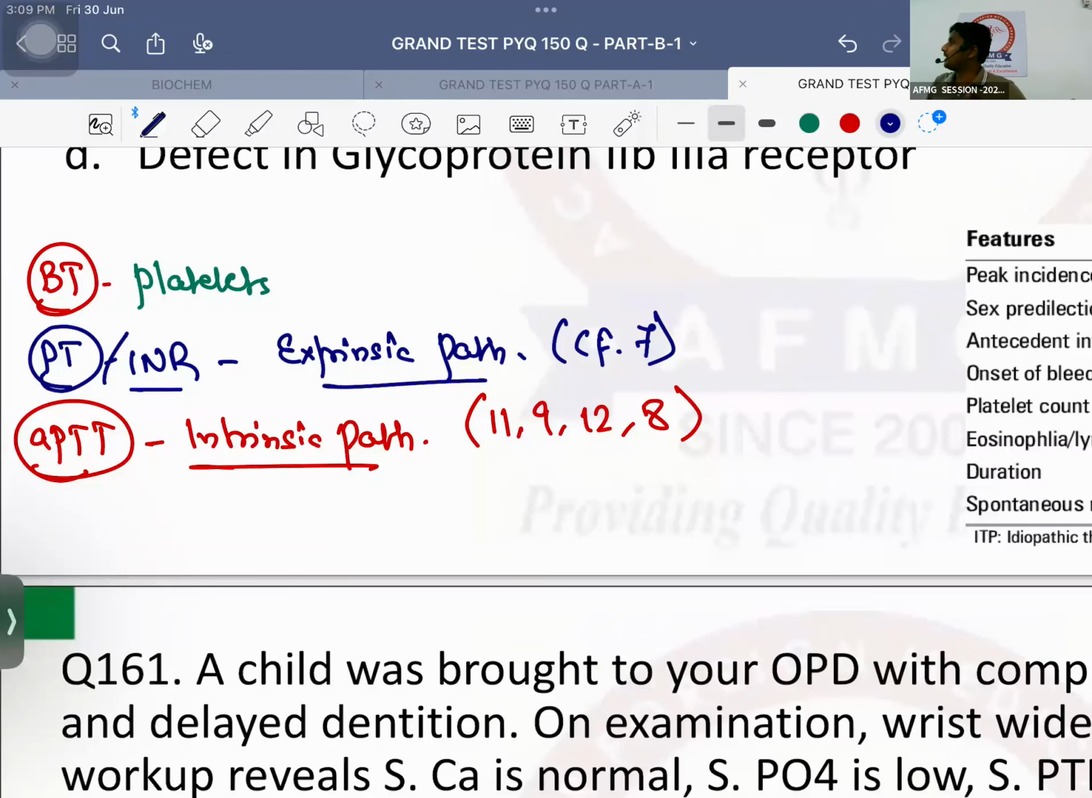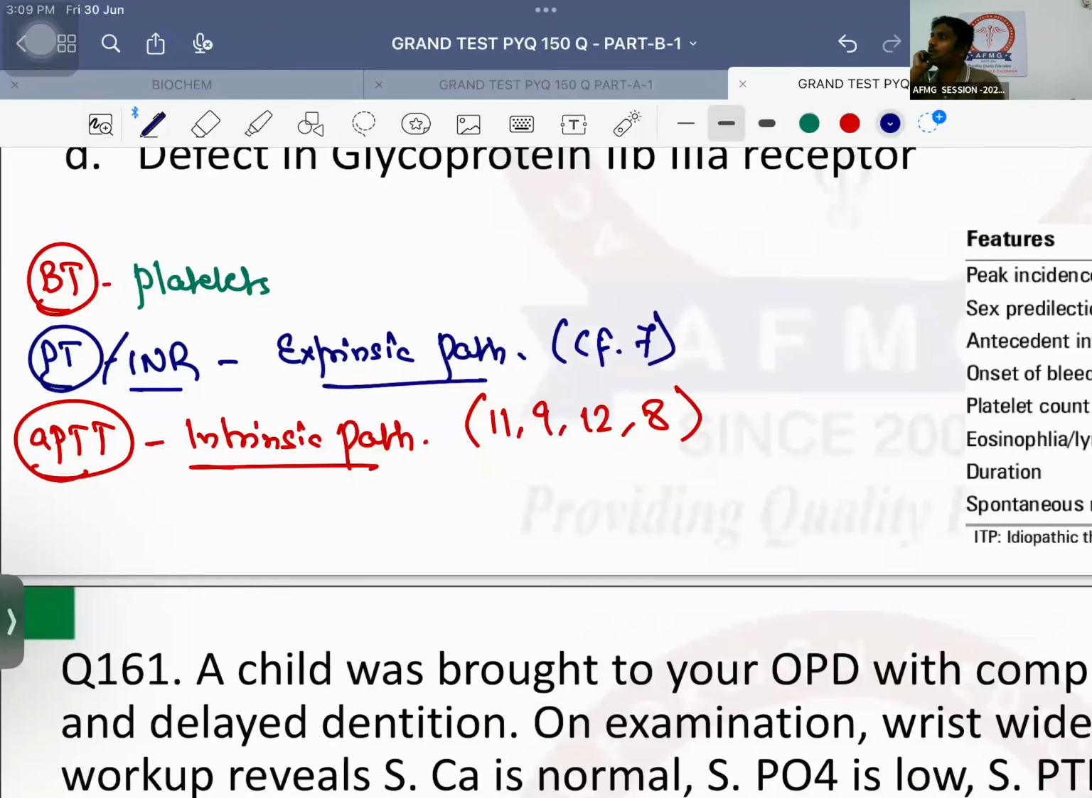If there is any defect in these, then definitely there will be a problem in the intrinsic pathway, and which time will be prolonged? APTT will be prolonged. Okay, remember. If platelets are low, that is thrombocytopenia, which time is prolonged? Bleeding time is prolonged. If there is some defect in the platelets like Bernard-Soulier syndrome, Wiskott-Aldrich syndrome, or Glanzmann thrombasthenia, in this condition again, which time will be prolonged? Bleeding time will be prolonged. Then definitely, if they say there is deficiency of clotting factor number 7, which time will be prolonged? PT or INR will be prolonged.